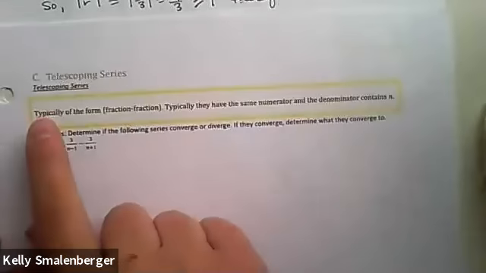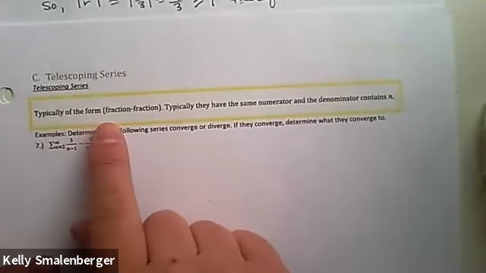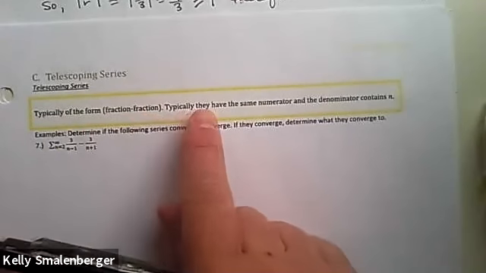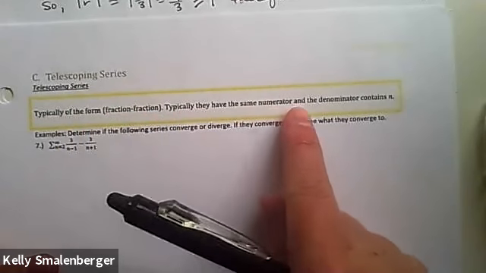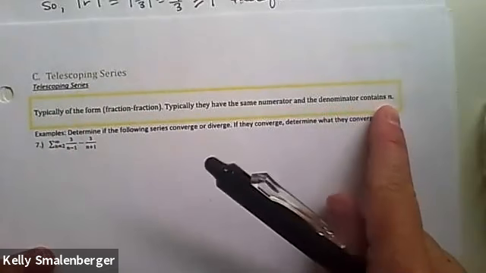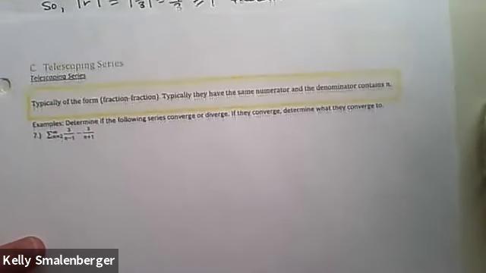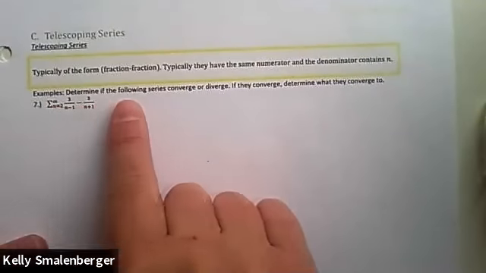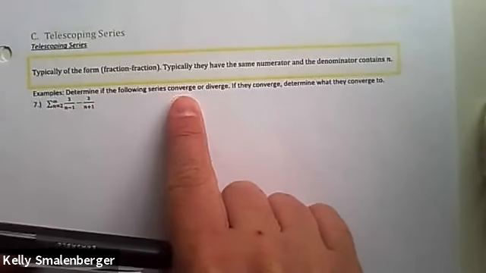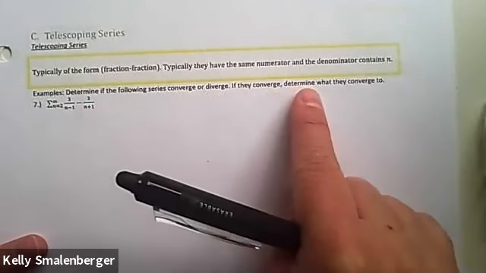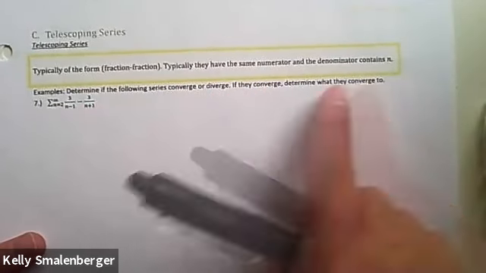Okay? So a telescoping series is typically of the form fraction minus a fraction. Typically they have the same numerator and the denominator contains n. So that's how we can tell when we're looking at a telescoping series. All right, example, determine if the following series converge or diverge. If they converge, determine what they converge to, okay?